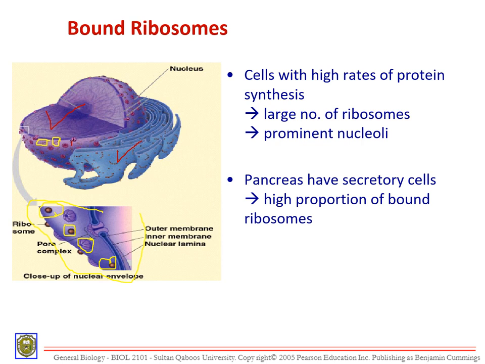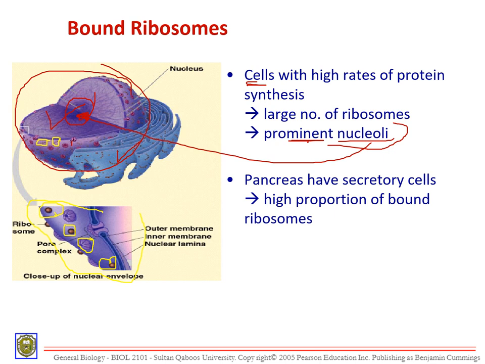You will find a lot of bound ribosomes in cells that have a high rate of protein synthesis. So you'll find a larger number of ribosomes in the cells that are specialized in protein synthesis, and these kinds of cells have a prominent nucleolus. This is a nucleus, and inside the nucleus you have the nucleolus, right there. So the cells that have high activity in protein synthesis have a very prominent nucleolus, meaning it is visible. Because it's very busy making a lot of ribosomes. Remember, the subunits of the ribosomes are made where? They're made in the nucleolus. Okay?